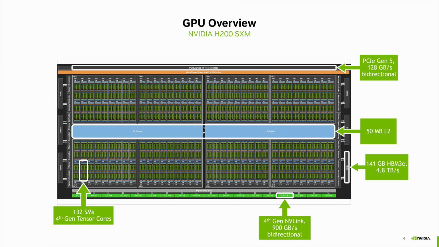The NVIDIA H200, the most recent GPU based on the Hopper architecture by NVIDIA, is a very complex chip. But the most important thing to keep from this picture is that it has 132 streaming multiprocessors, which are the core processing units of our GPU, coupled with 141 gigabytes of HBM3E at a very high bandwidth of 4.8 terabytes per second.